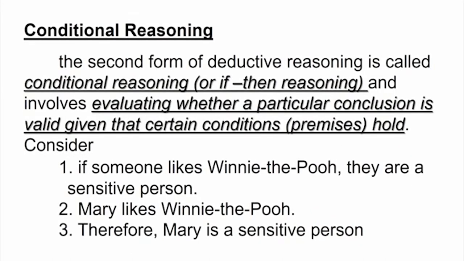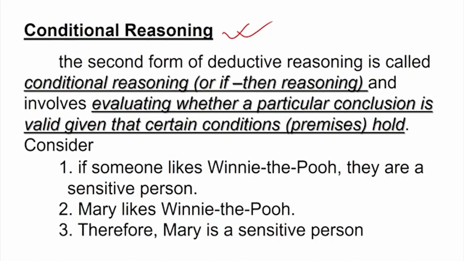This is the first kind of reasoning out there. The second kind of deductive reasoning, which has been shown by Evans in 2002, is called conditional reasoning. So, what is conditional reasoning? The second form of deductive reasoning, conditional reasoning, is called if-then reasoning. It involves evaluating whether a particular conclusion is valid given that certain conditions or premises hold.